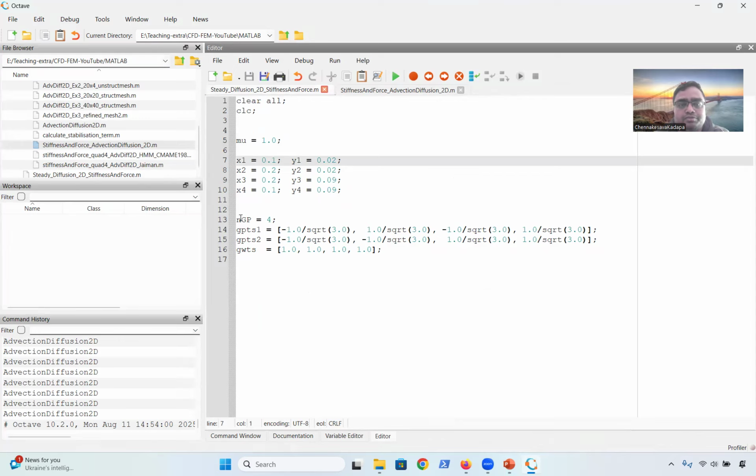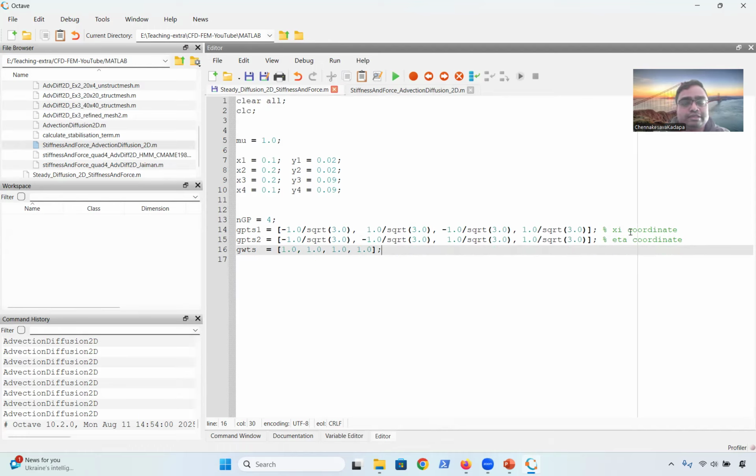And we have 4 Gauss points, so NGP is 4. GPT 1 is for the xi coordinate, GPT 2 is the eta coordinate, and GWTS holds the Gauss point weights.